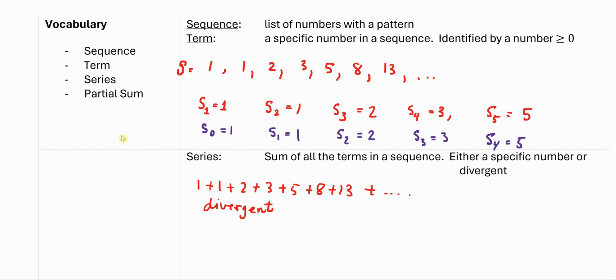A partial sum is kind of like a cumulative sum of the terms in a series in a sequence.